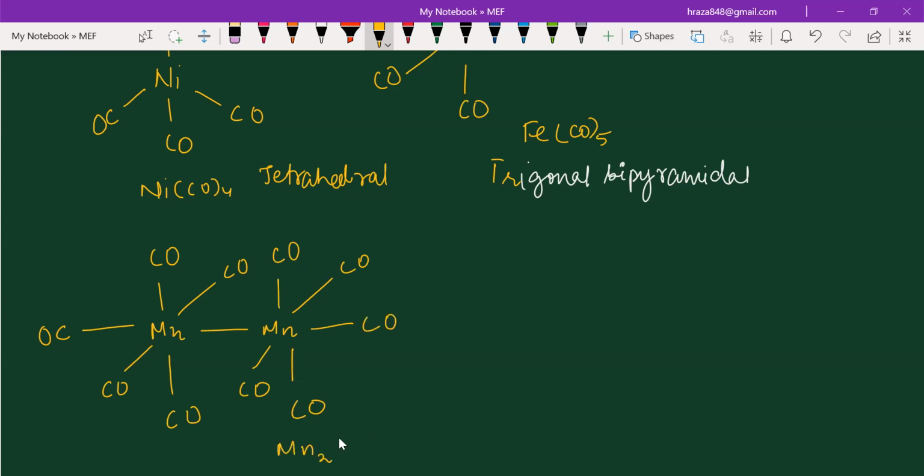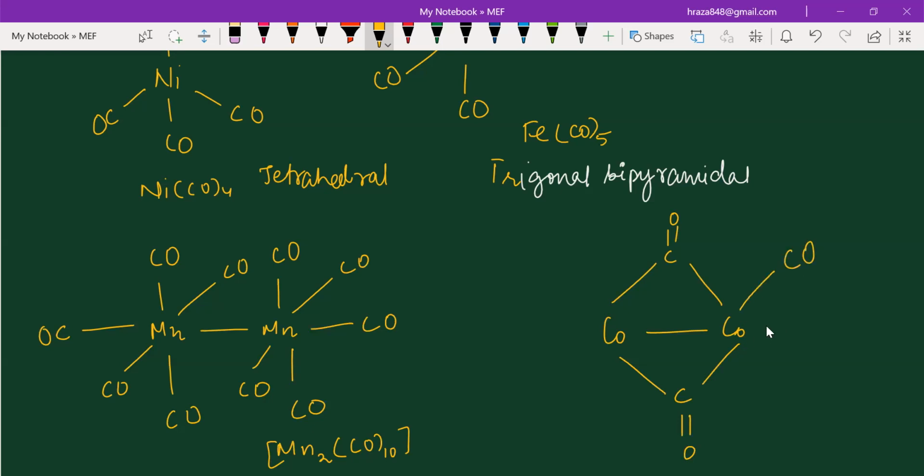This is also a carbonyl compound. This is cobalt, which is connected with cobalt. This is C double bond O, and this is also C double bond O. And this is cobalt. We can write the formula Co2(CO)8. Wait a minute. It is Co2(CO)8, it will be.